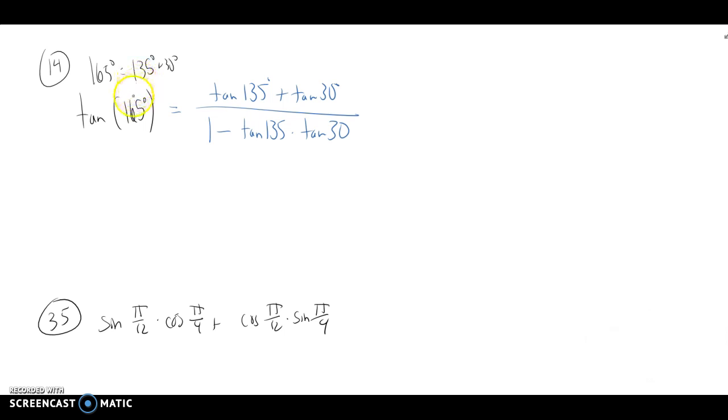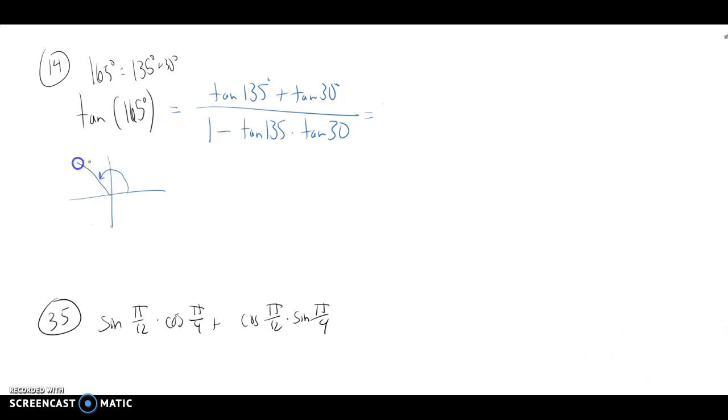Problem number 14 out of our book asks for the tangent, sine, and cosine of 165. We'll just look at the tangent of 165. Using those numbers and the tangent sum formula, we can expand it out like this. It's just plugging it into the formula. And now we need to come up with the values.